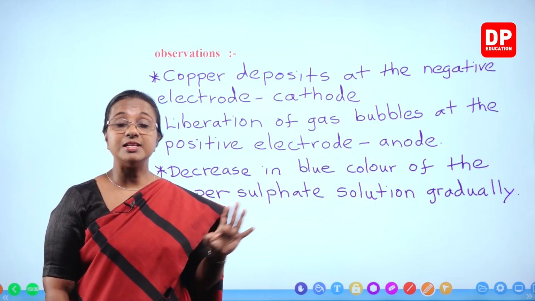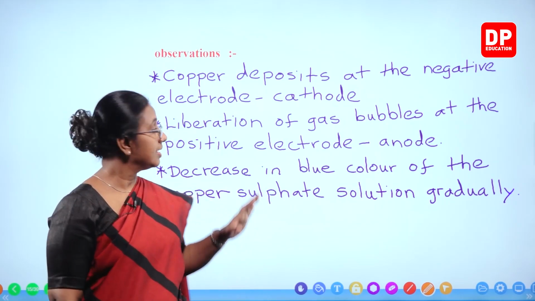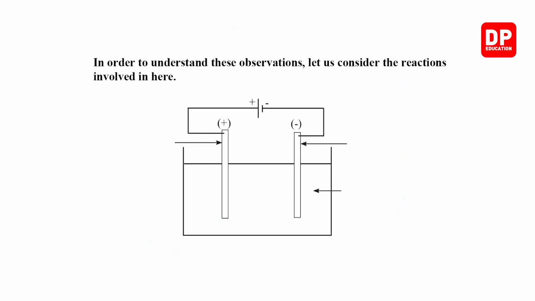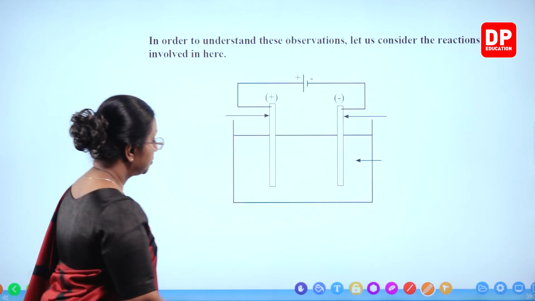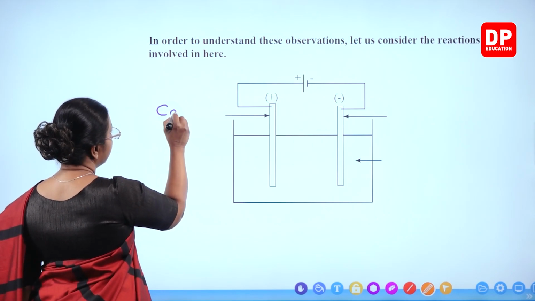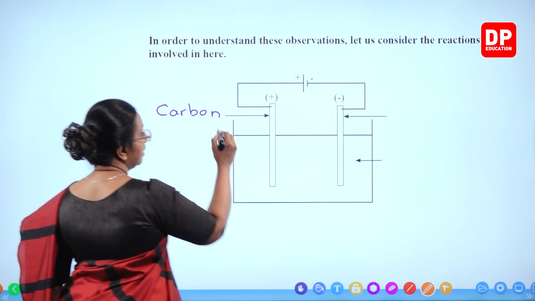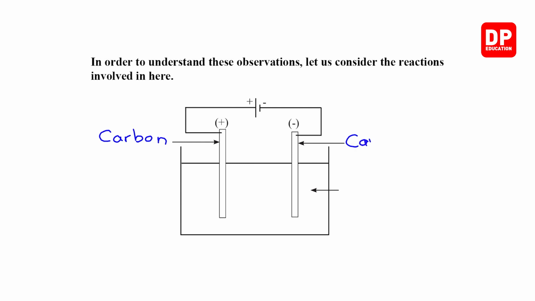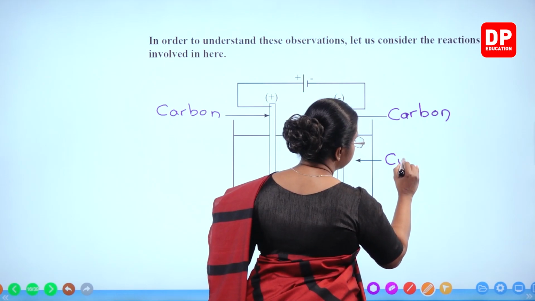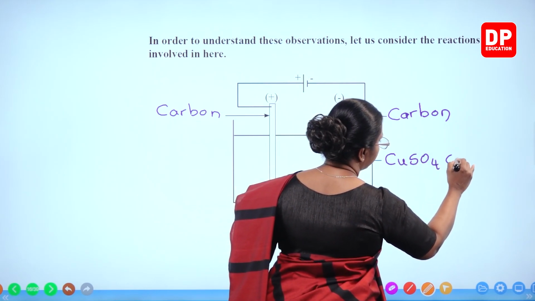Now we will try to understand the reactions taking place that cause these three observations. So then in the next slide, now here we have the electrolytic cell. In order to understand these observations, let us consider the reactions involved in here. So here, as you can see, positive and negative electrodes. So this is carbon rod. That is also carbon. So here we have copper sulfate aqueous.